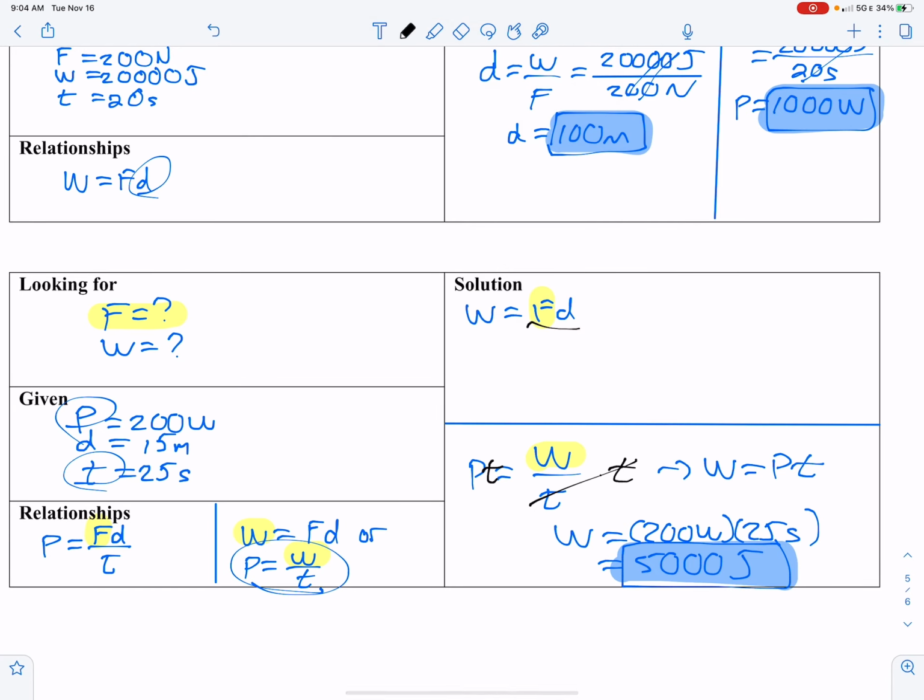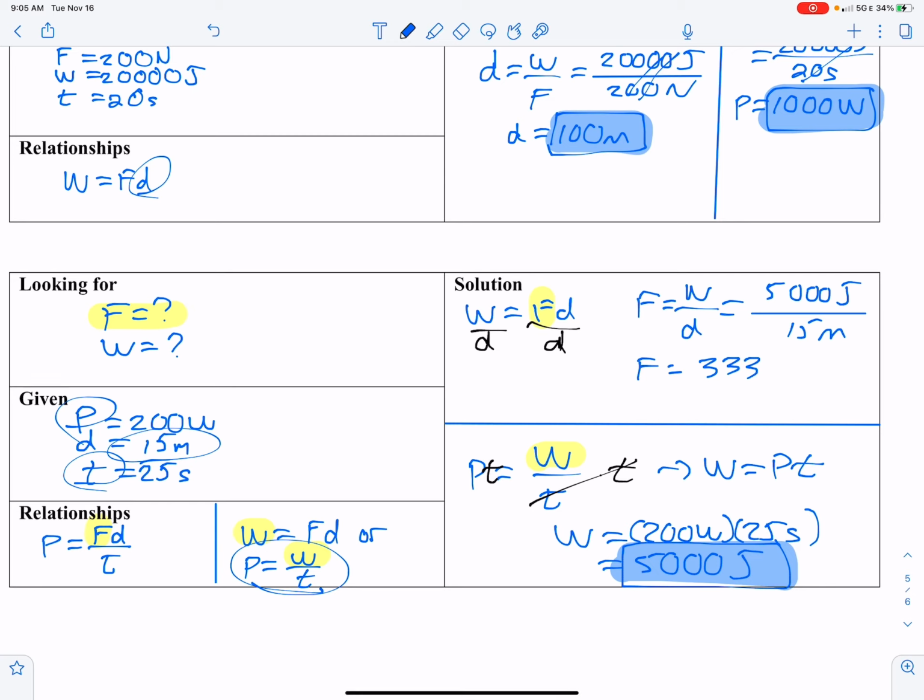You know, we divide by the D to get the F by itself. So force is work divided by distance. We're going to go 5,000 joules of work over a distance of 15 meters. And take the 5,000 that we had in the previous calculation, divide by 15, and we're looking at about 333 newtons of force, roughly.